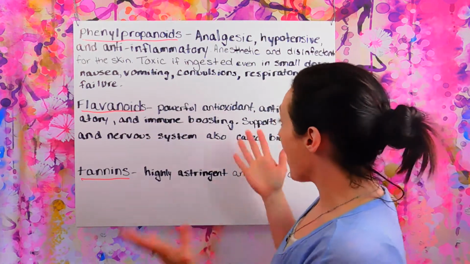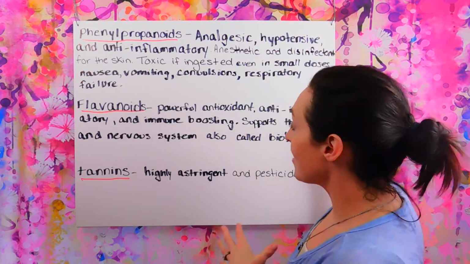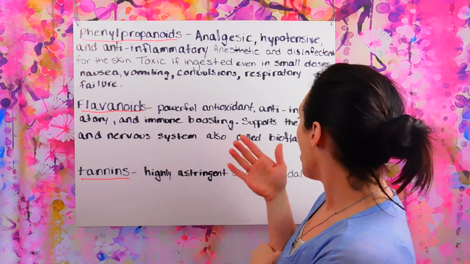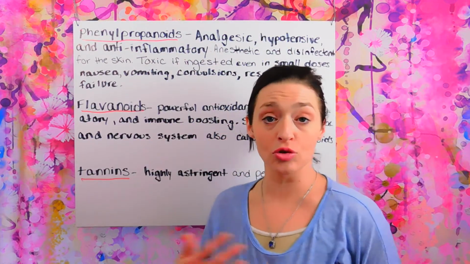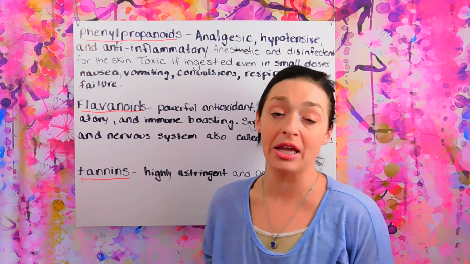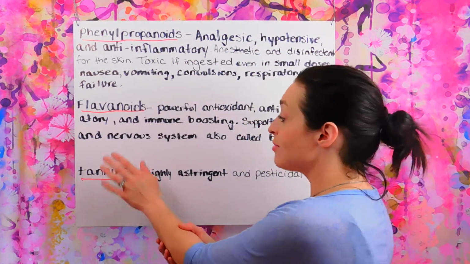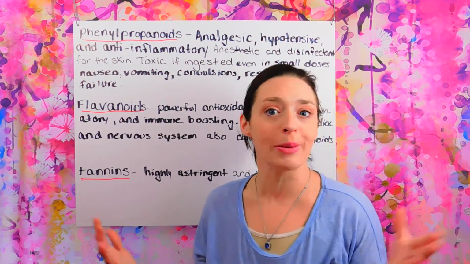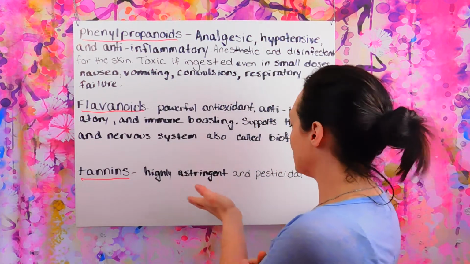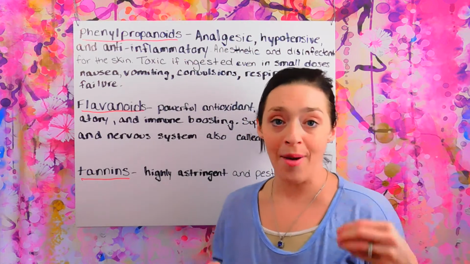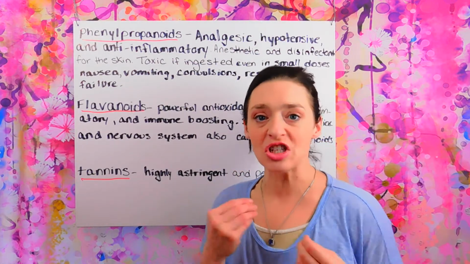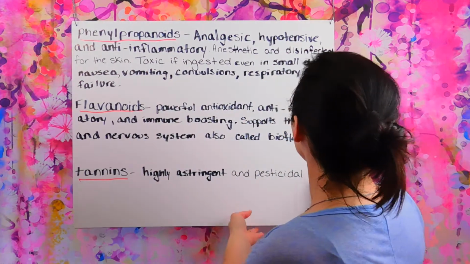Flavonoids. They're powerful antioxidants, anti-inflammatory, and immune boosting. They support the cardiac and the nervous system, also called bioflavonoids. That's the common name that you hear in the media. So tannins, if you're a wine connoisseur, if you drink a lot of wine, you'll know all about tannins, but tannins are highly astringent and they're pesticidal. They're the reason when you drink wine, when you get that pucker in your mouth, it's the astringency of the tannins.